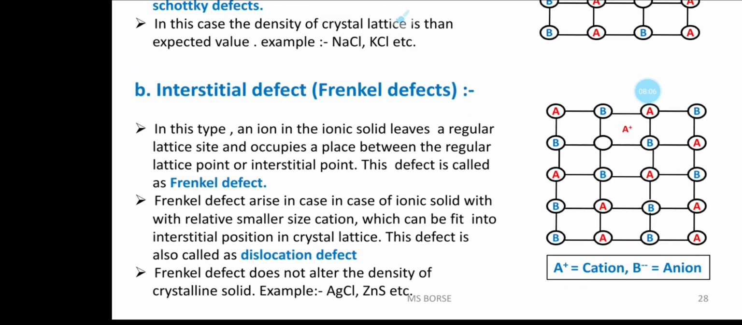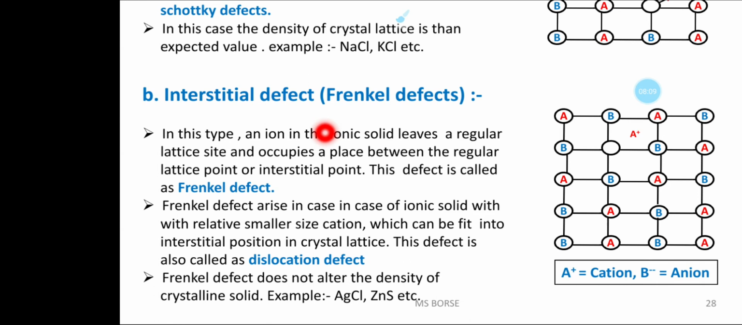So the second point defect is interstitial defect. That means this defect is created or recognized by a Frenkel defect. In this type, an ion in the ionic solid leaves its regular lattice site or lattice point and occupies a place between the regular lattice points, or the interstitial position of the lattice. This defect is called Frenkel defect.